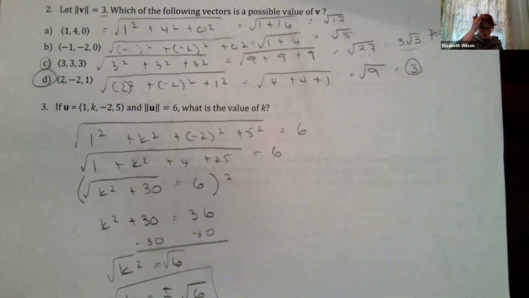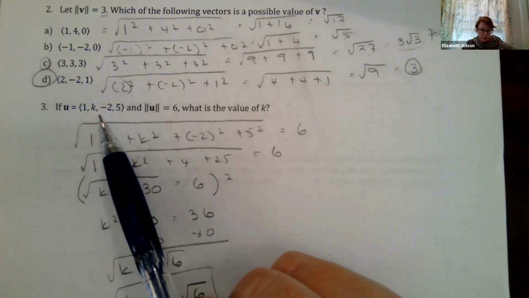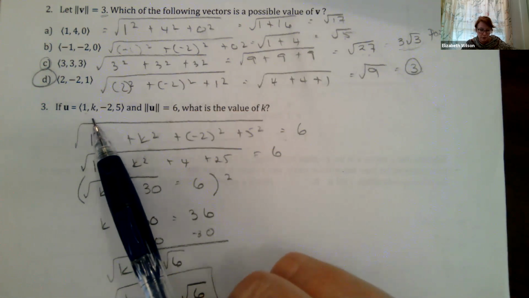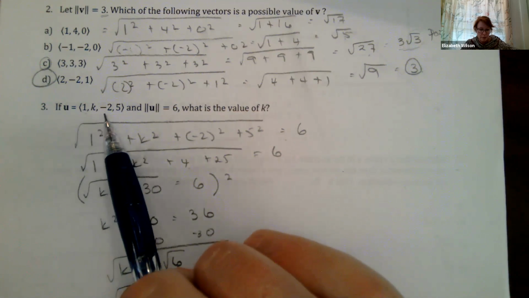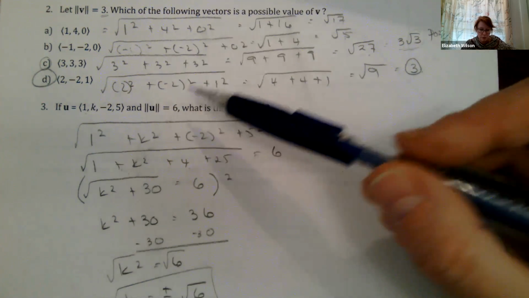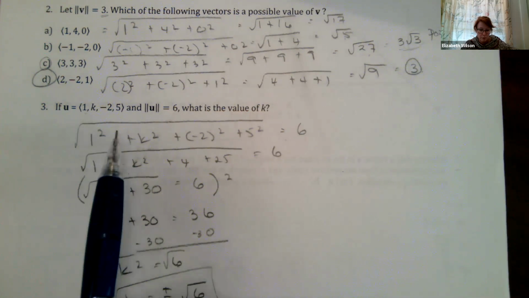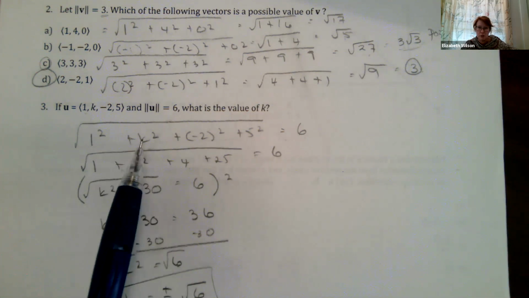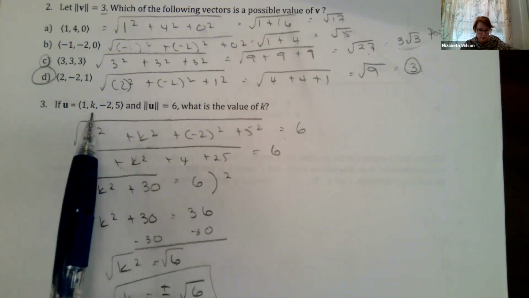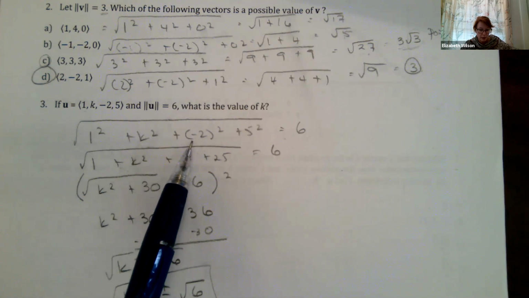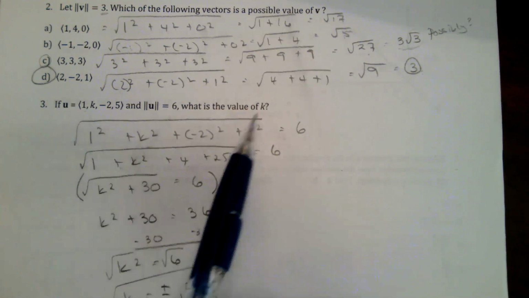And then part 3 says if U has these four components, so it's a 4-dimensional vector, all the math scales up, even though we have a hard time drawing it. U is 1, k, minus 2, 5, and it has a magnitude equal to 6. So what are possible values of k? I know my magnitude: I take each component, square it, sum it, take the square root. So I'm going to say 1 squared plus k squared, I don't know what k is, plus minus 2 squared, watch your negatives, plus 5 squared, sum it up, square root it, equals 6.